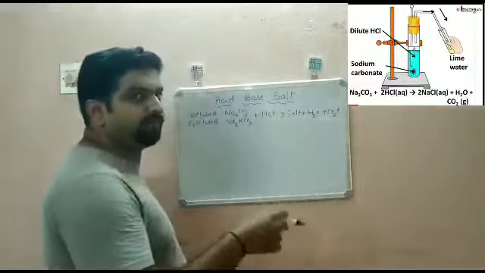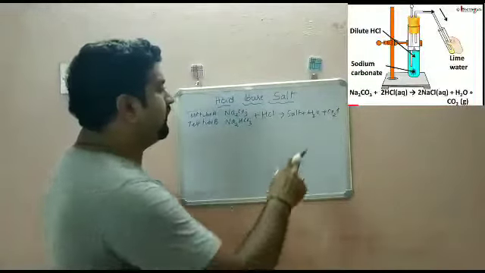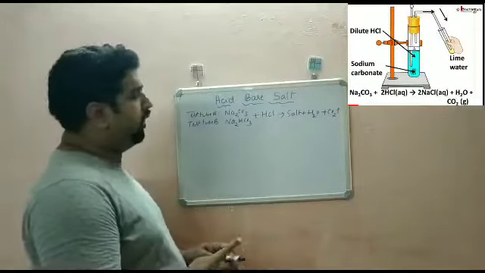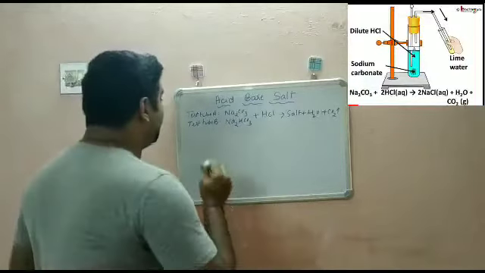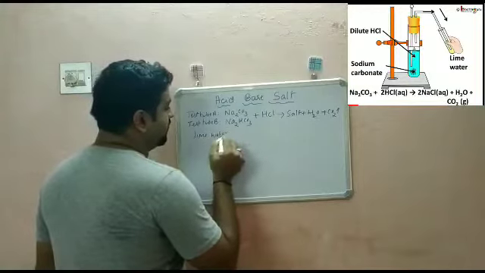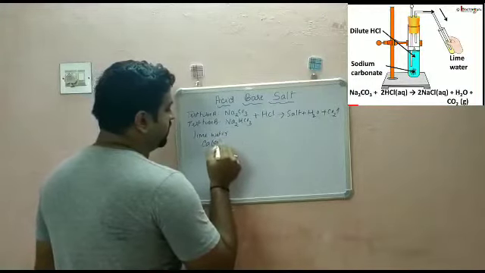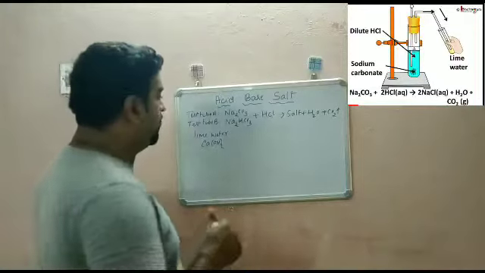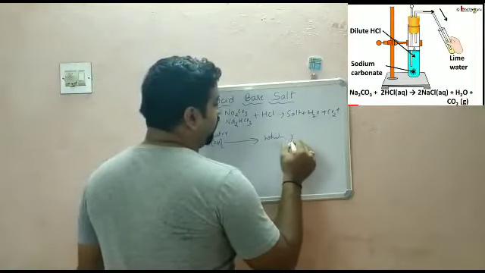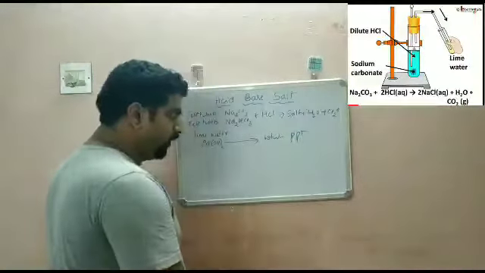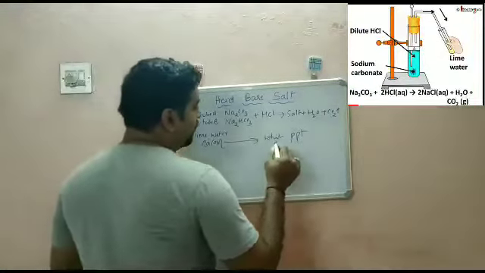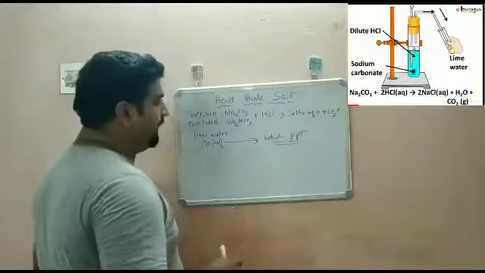In the previous example, if you see, we got hydrogen gas. Here we will get carbon dioxide gas, and if this carbon dioxide gas is passed through lime water, which is nothing but calcium hydroxide, Ca(OH)2, then we will get a white precipitate. And this is the reaction. Salt, water and carbon dioxide.